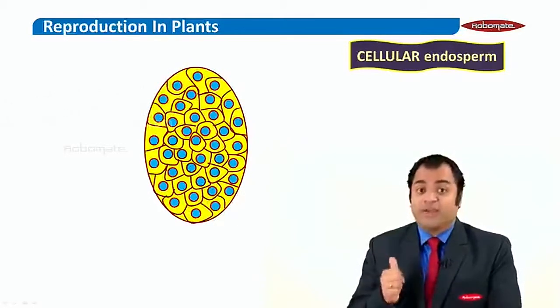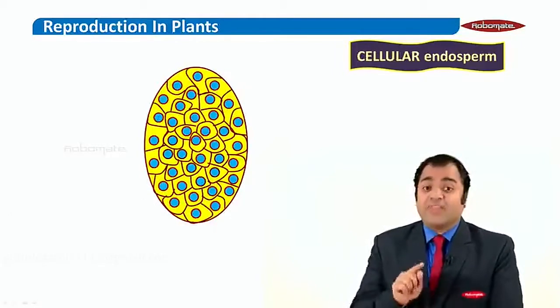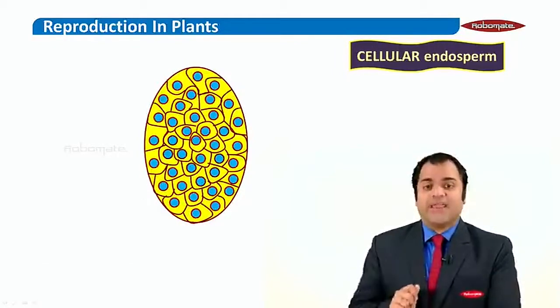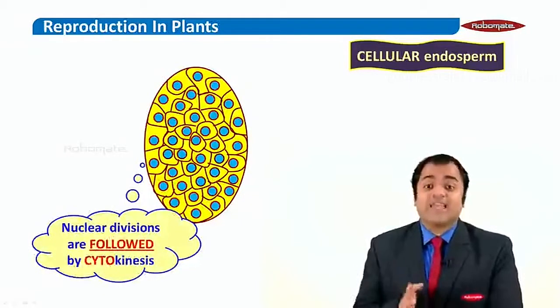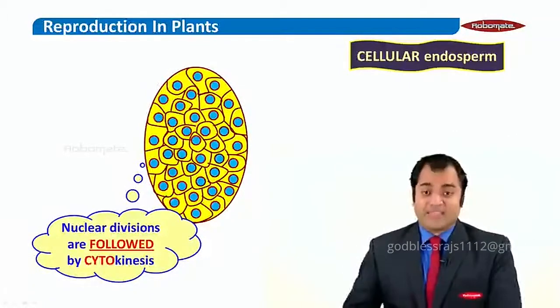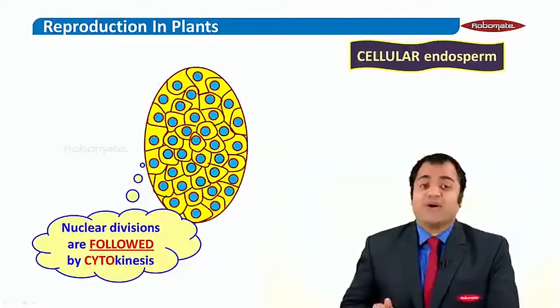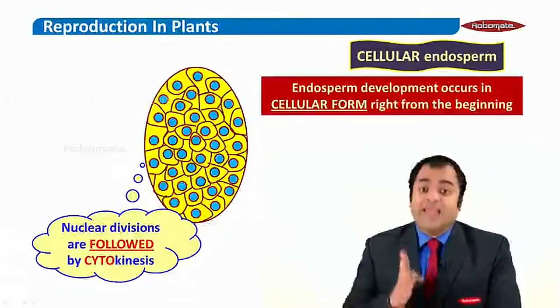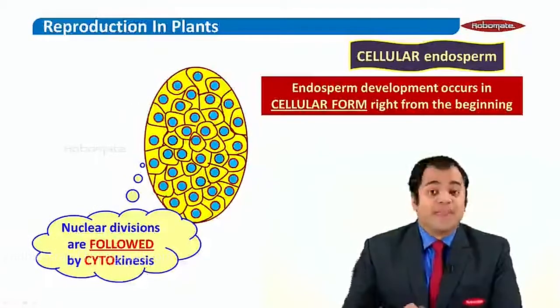Unlike free nuclear, where initially there was only free nuclear division and there was no cytokinesis, right? But in this case, what you see is karyokinesis is followed by cytokinesis right from the beginning. Does that make sense? And what you end up with is a cellular mass which you can call the cellular endosperm. Remember that the endosperm development occurs in the cellular form right from the beginning.